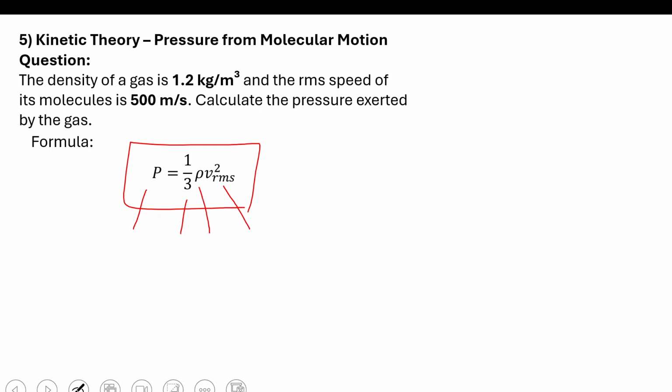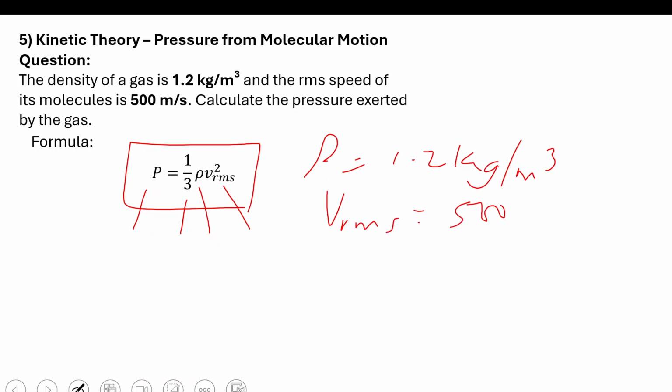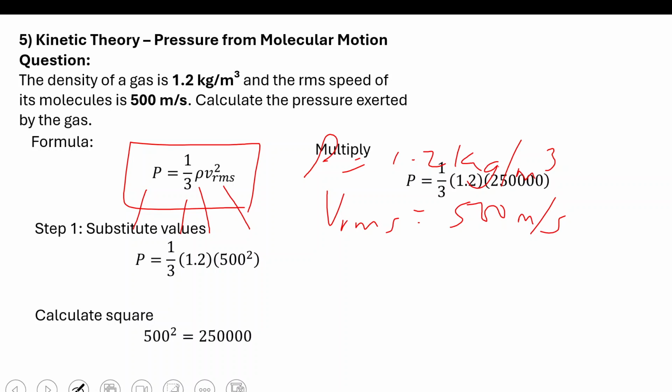So what are the parameters we are given here? We are given the density of the gas, rho, as 1.2 kilogram per meter cubed, and we are given the RMS value as 500 meters per second. So these two values are given, we just plug them in and we'll get our answer. All right. The answer is 100,000 pascals.